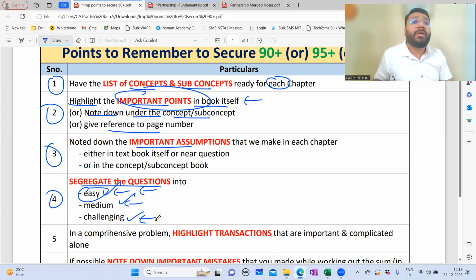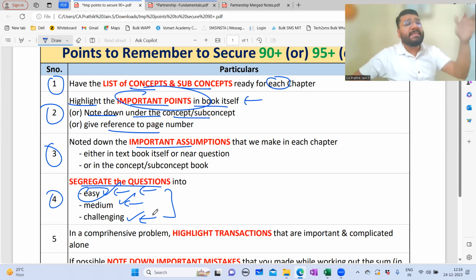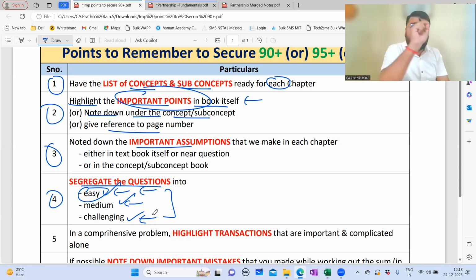It's very, very important. Sometimes it so happens that in these 3 types of questions, there'll be one full-fledged comprehensive question where 90% of the question you're able to do. It is easy. But in that, there's one particular transaction or one particular event of that question, which is very complicated. And always you forget, or always you make a mistake in that. Take a highlighter, highlight that point alone. So that question, when you go through before exam, don't go through the entire question. Just that transaction alone is more than sufficient.